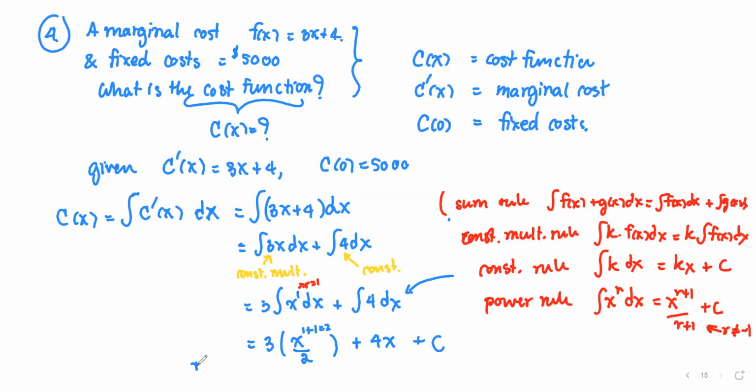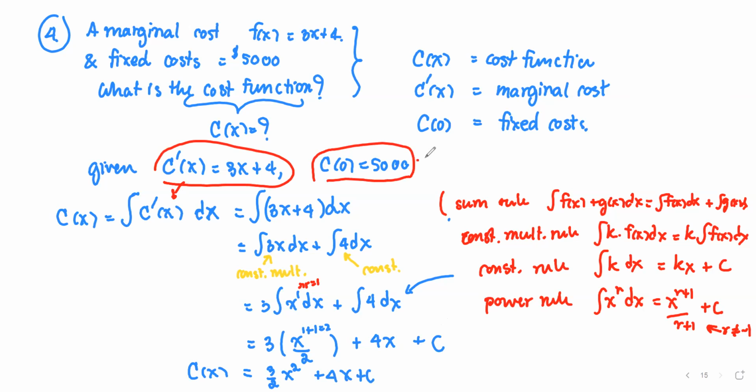We simplify, so we have the C of x, or the cost function in general, as 3 over 2 times x to the second power, added by 4x plus c. This is not the final answer yet, because we're going to have to find the fixed cost number. So far, we already used the C prime, or the marginal cost, but next we're going to use the fixed cost to find the c. Okay, how do we find c? So we're going to keep going over here.